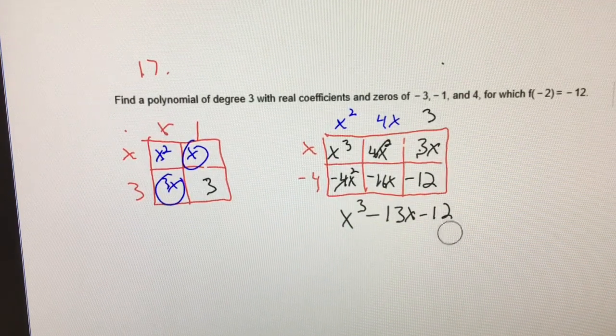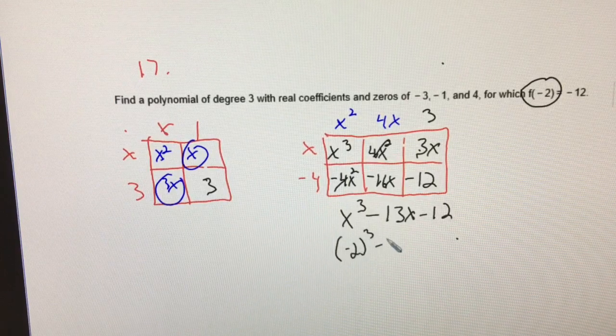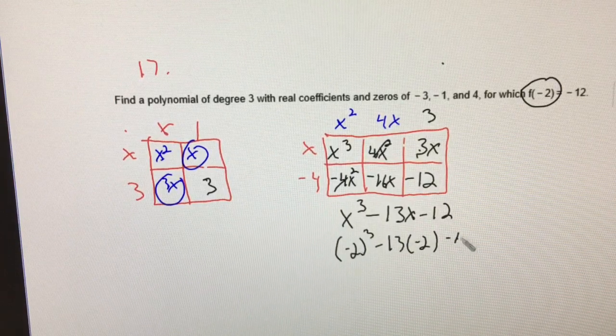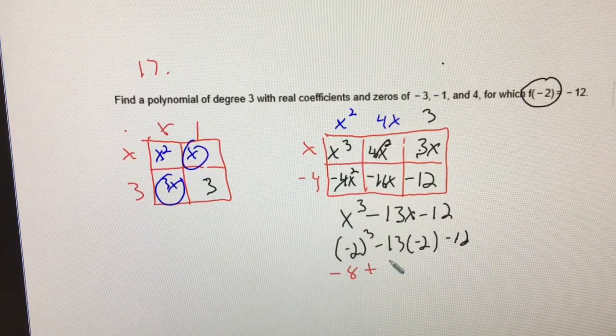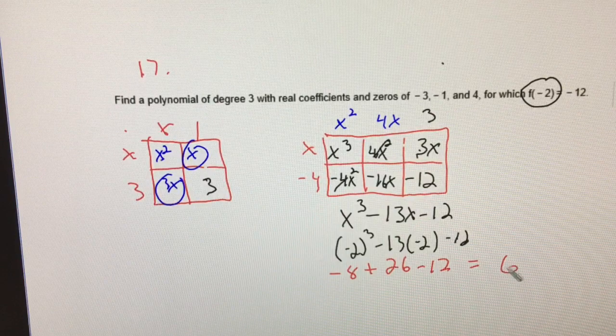I already had it done. See, it shows up all the time. But they want me to plug in negative 2. So negative 2 cubed minus 13 times negative 2 minus 12. That's going to give me negative 8 plus 26 minus 12. That equals 6. F of negative 2 equals 6.